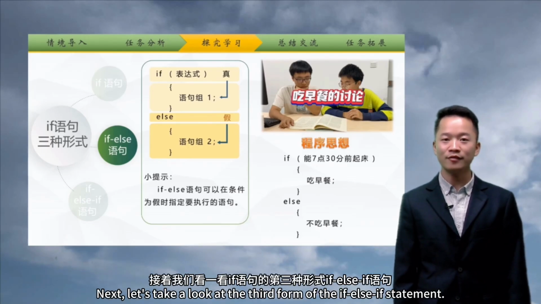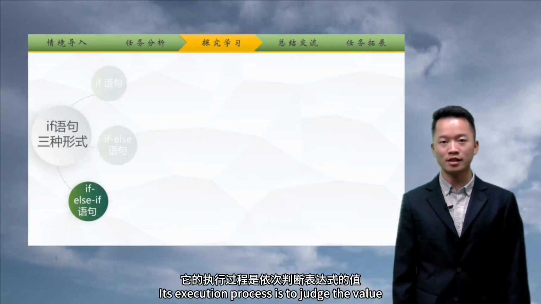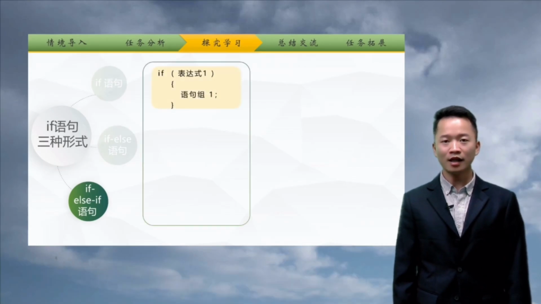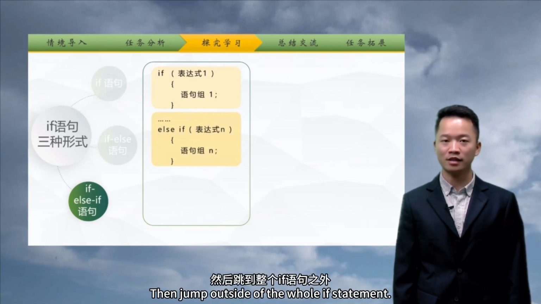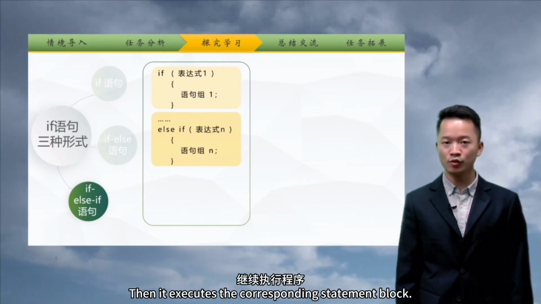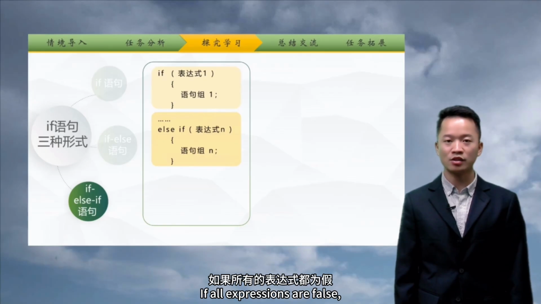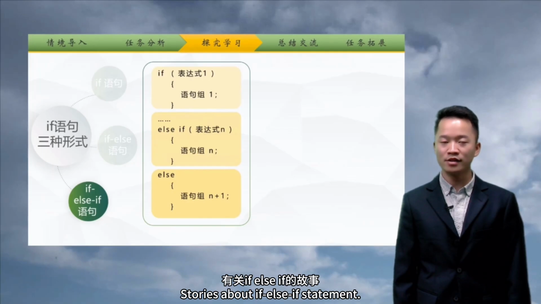Next, let's take a look at the 3rd form, the if-else if statement. Its execution process is to judge the value of the expressions in turn. When a value is true, it executes its corresponding statement block, then jumps outside of the whole if statement. If all expressions are false, then it executes the final else statement block. Stories about the if-else if statement.